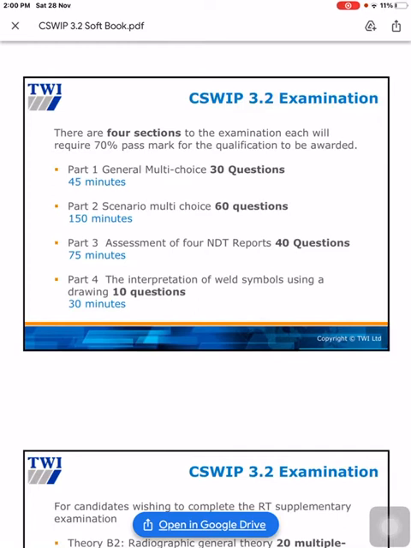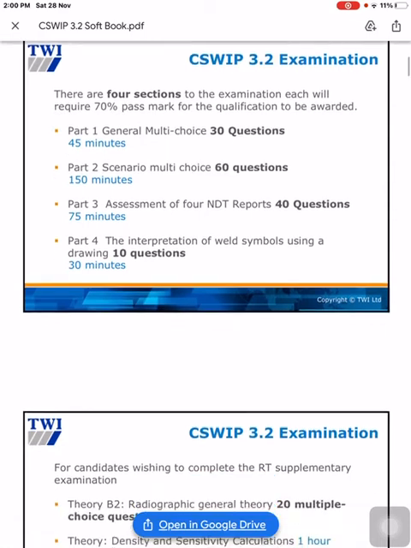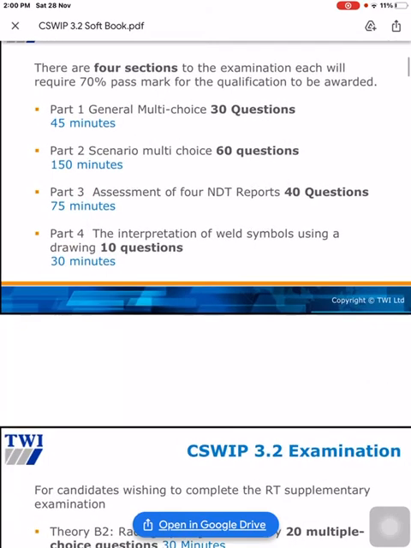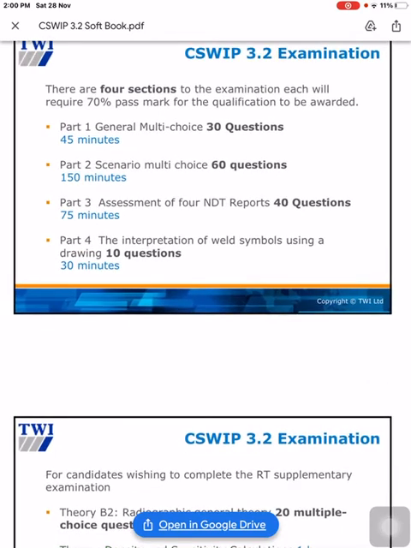For the fourth part, it is also pretty tough: the interpretation of weld symbols. Weld symbols using a drawing, 10 questions.